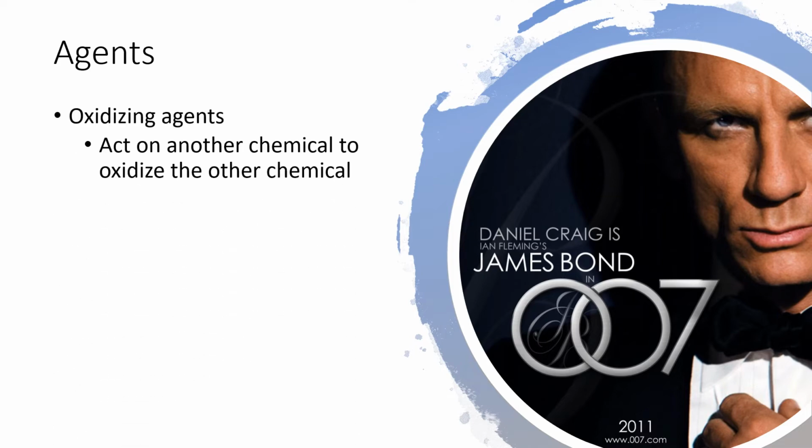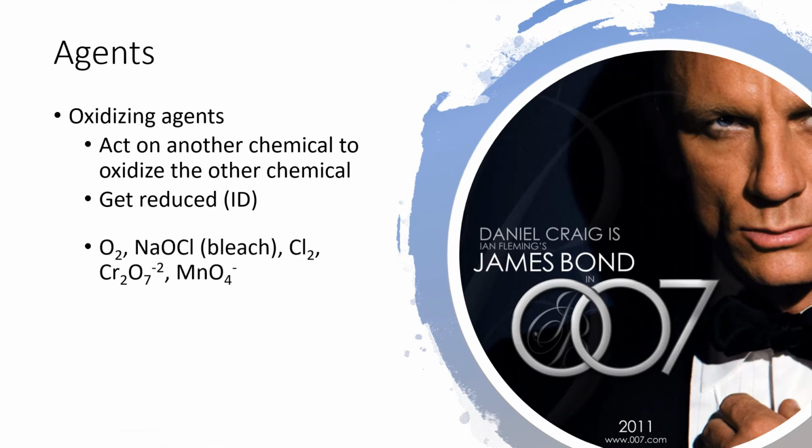So oxidizing agents are going to act on another chemical to oxidize that other chemical. And let's think about this for a moment. Oxidation and reduction always have to go hand in hand. So if the oxidizing agent oxidizes another chemical, the agent itself must get reduced. That's how we're actually going to typically identify oxidizing agents. The oxidizing agents are going to be the chemicals that get reduced.